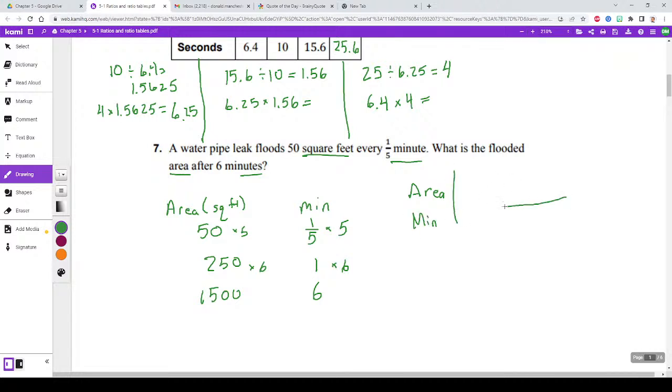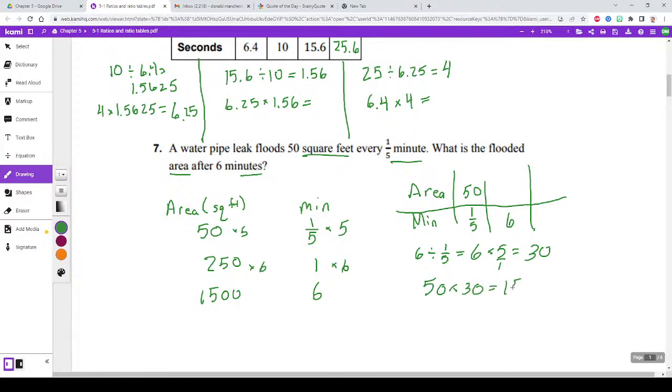If you don't like that, you could go area again and minutes, and what you could do is just what we did last time. You could go 50 and 1/5, and what you want is 6, and we want the area from there. So doing this way, we would take 6 divided by 1/5. 6 divided by 1/5 is 6 times 5, because of the reciprocal, 5/1. So 6 times 5 is 30, and then we would take 50 times 30, and that would be 1,500. So we'd still get 1,500 square feet, whichever way you do it.